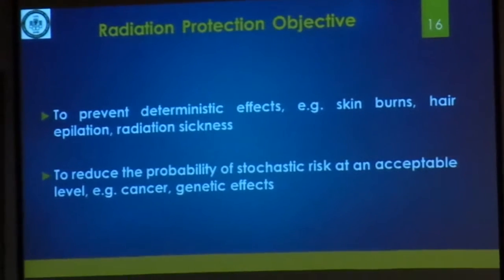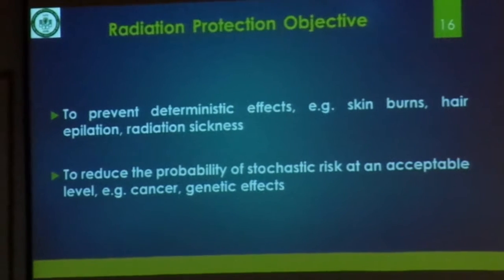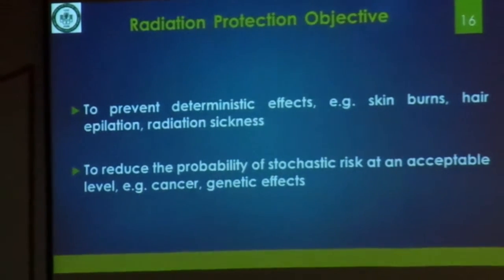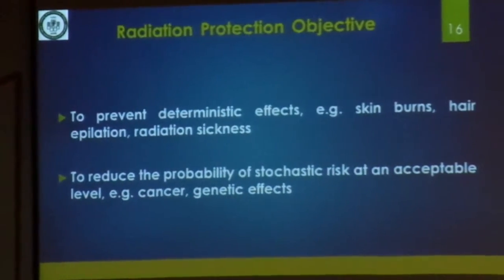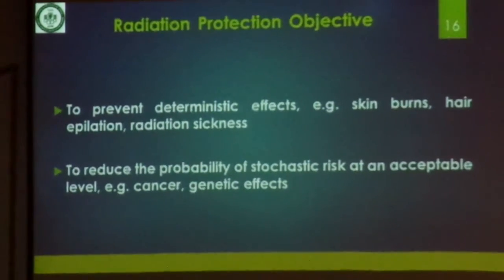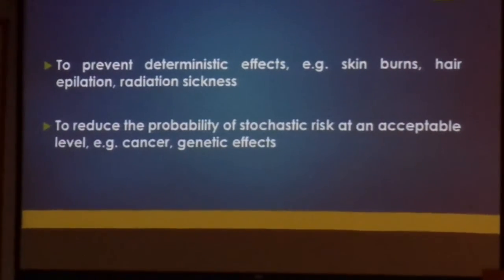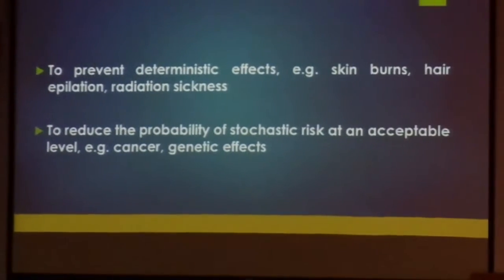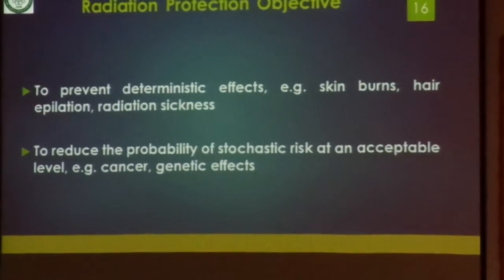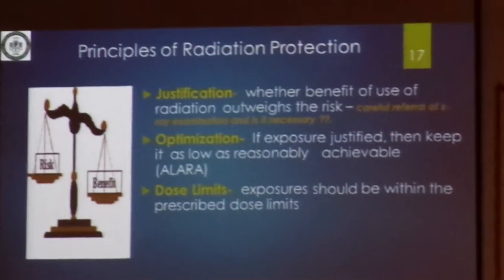In view of these biological effects of radiation in case of its improper use, there are some objectives of radiation protection, and the most important is to prevent any deterministic effect. Deterministic effect has some threshold: if this much minimum dose is received, then radiation can cause some damage like skin burns. The other objective is to reduce the probability of the stochastic risk. Stochastic risk is always there whenever radiation is handled, so we have to see that it is minimized. With this objective, we have all the regulations and the safety procedures as well.